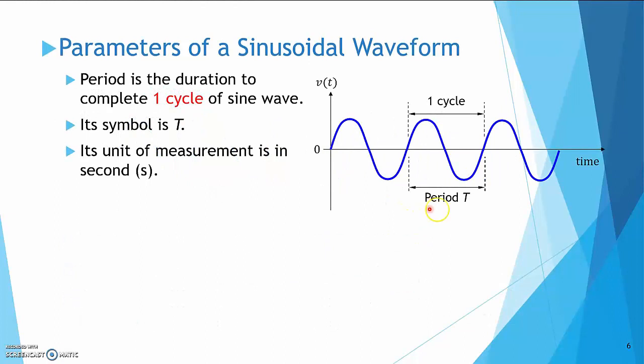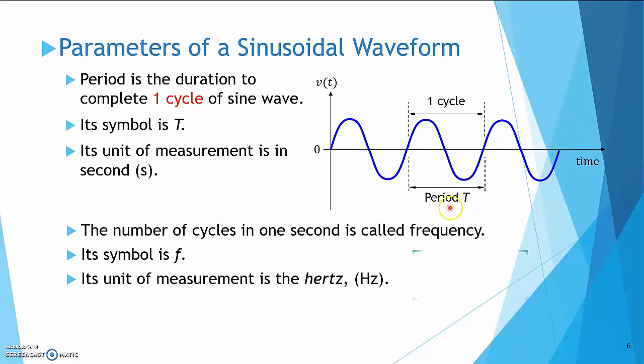As mentioned, period is the time duration to complete one cycle. Period is labeled by the capital letter T. It is measured in units of seconds. The frequency of a periodic waveform is equal to the number of cycles in the waveform in 1 second. Frequency is represented by the letter F. It is measured in units of Hz. Do take note to use capital letter H and small letter z. Frequency is equal to 1 over period. It is because 1 second divided by the period is equal to the number of cycles in 1 second.